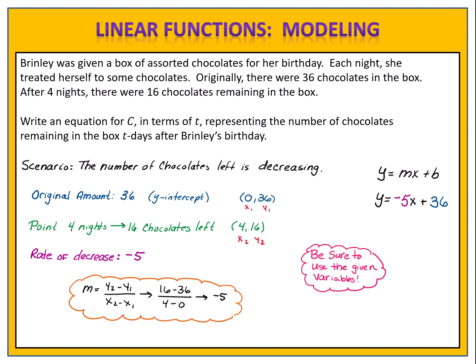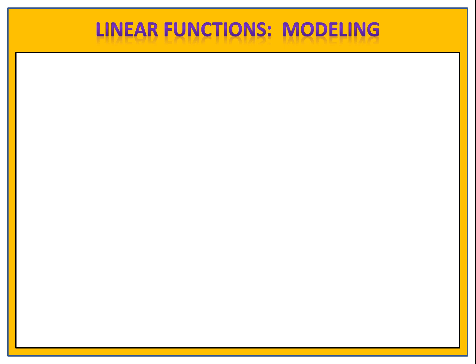We do need to make sure that we use the variables given in the problem. The problem says write an equation for C in terms of T. This means we're going to have C equals stuff with T. So we can rewrite our equation as C = -5T + 36. This is an equation that models the number of chocolates left in the box after T days. The next exercise is for you to try.